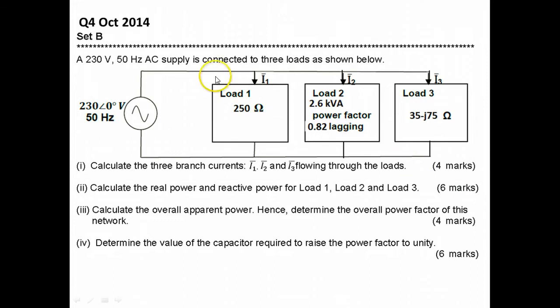Set B requires us to look at this circuit where there are three parallel loads, load 1, load 2, and load 3. They are all connected to an AC supply, 230 volt, 50 Hertz. What are we required to do? We are required to calculate the branch currents I1, I2, and I3. We next calculate the real power and reactive power for each of load 1, load 2, and load 3. And then we calculate the overall apparent power and the overall power factor.